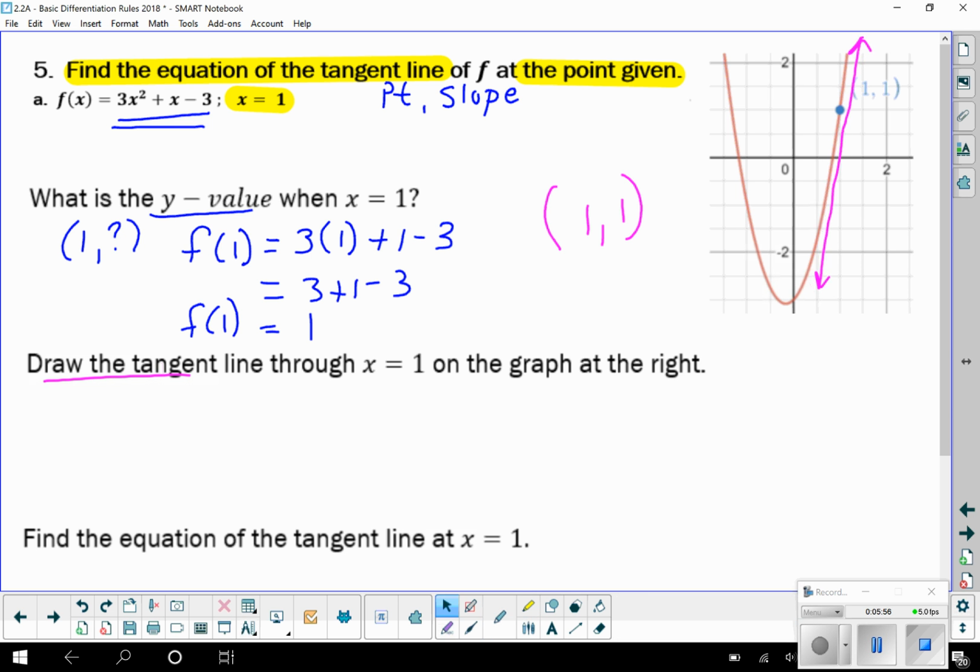I want that, you know, just skimming by. Let's see if I can raise that up a little bit. Yeah, it's kind of hard because it's kind of vertical there. But there's our best look at a tangent line.